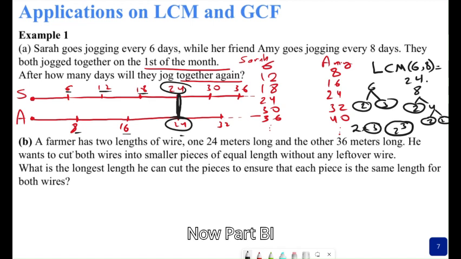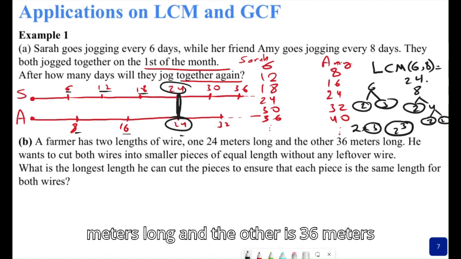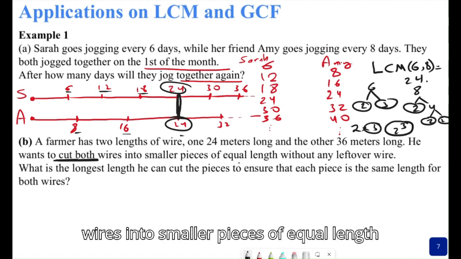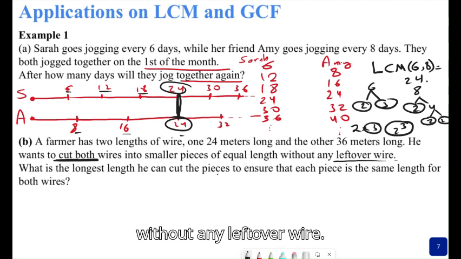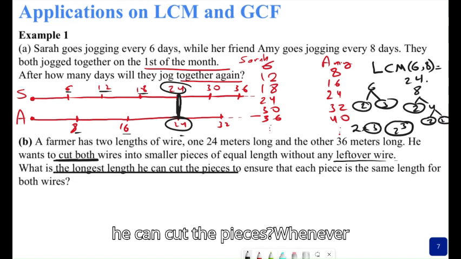Now, part B. A farmer has two lengths of wire, one is 24 meters long and the other is 36 meters long. He wants to cut both wires into smaller pieces of equal length without any leftover wire. What is the longest length he can cut the pieces?